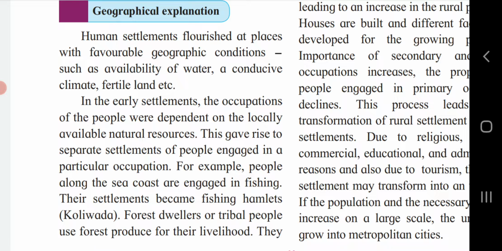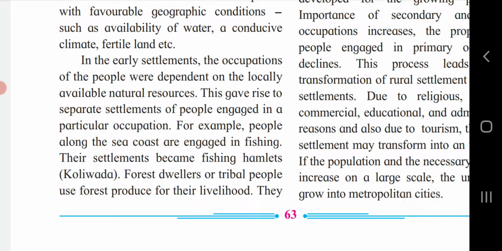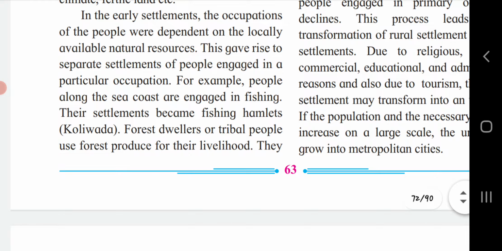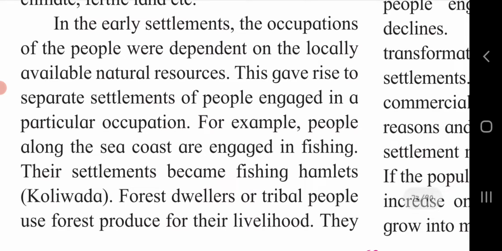Let's see the geographical explanation for this. Human settlements flourish at places with favorable geographical conditions such as availability of water, conducive climate, fertile land, etc. As human beings, we will find a place where the availability of resources is more. That place we will choose to stay. In the early settlements, the occupations of the people depended on the locally available natural resources. This gave rise to separate settlements of people engaged in a particular occupation.